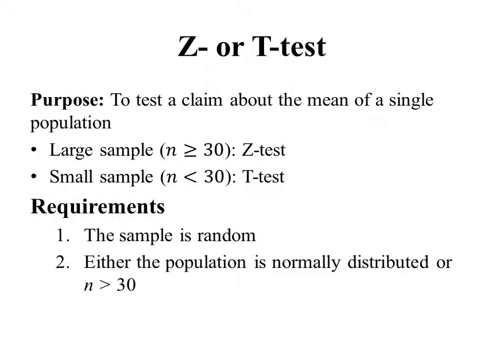And in this case we have two requirements. First requirement is that the sample is random. That's always a requirement. We have to have a random sample. If we don't have a random sample, then we just can't do enough number crunching to salvage the data. So this is always a requirement. The sample is random. And then second requirement is that either the population is normally distributed or we have a sample size of bigger than 30.